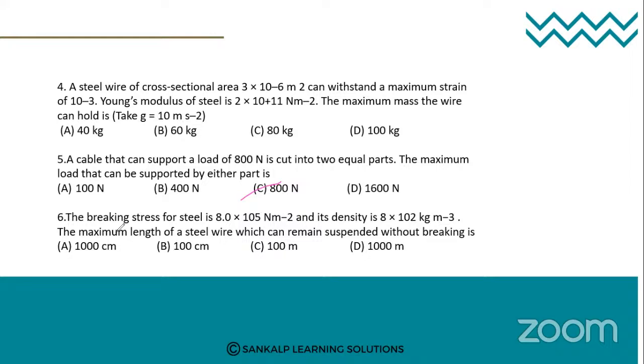The next question, students: the breaking stress for steel is 8 into 10 to the power of 5 Newton per meter square, and its density is 8 into 10 to 2 kg per meter cube. The maximum length of a steel wire which can remain suspended without breaking is.